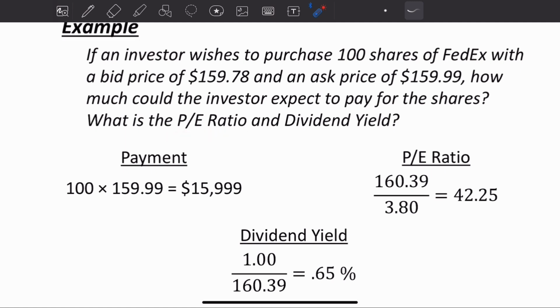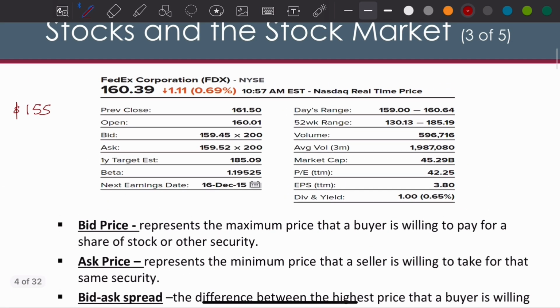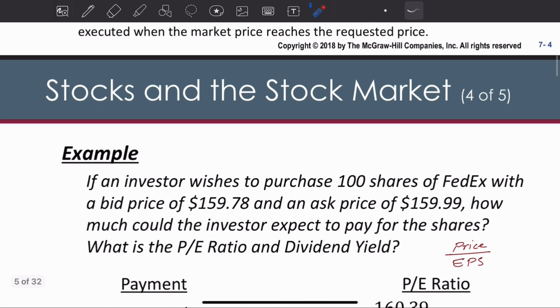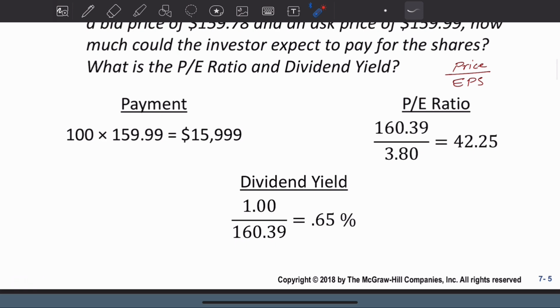All right. Now here, the second part of the question says, what is the PE ratio? As we said, the PE ratio stands for the price divided by the earnings per share. And if we go back to the previous slide, we can see that the price is currently at $160.39, and the earnings per share are right here at $3.80. So that means the PE ratio for FedEx is going to be $160.39 divided by $3.80. And this is how we have calculated the PE ratio right here at 42.25 times.